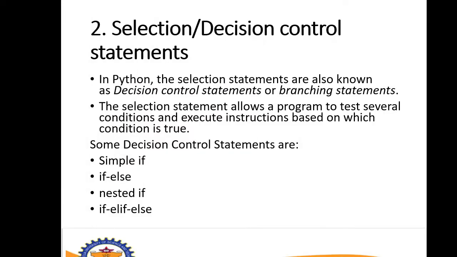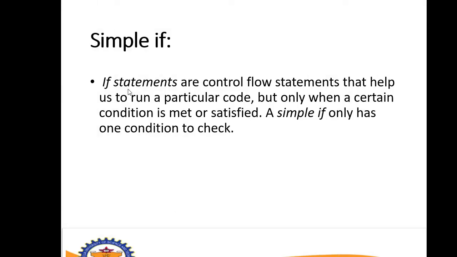So, selection or decision control statements naman, class. In Python, the selection statements are also known as decision control statements or branching statements. Now, the selection statements allow a program to test several conditions and execute instructions based on which condition is true. Now, some decision control statements are in the form of simple if, if else, or nested if. So, simple if. If statements are control flow statements that help us to run a particular code, but only when a certain condition is met or satisfied. A simple if only has one condition to check.